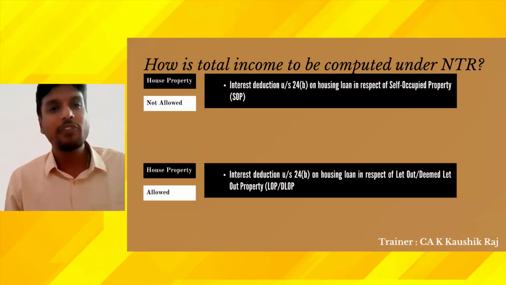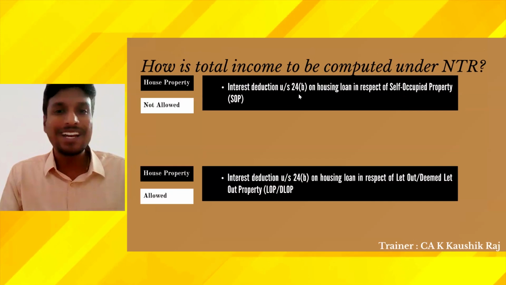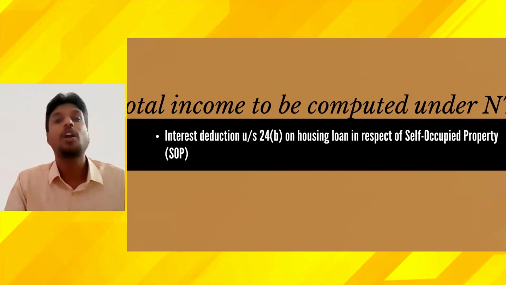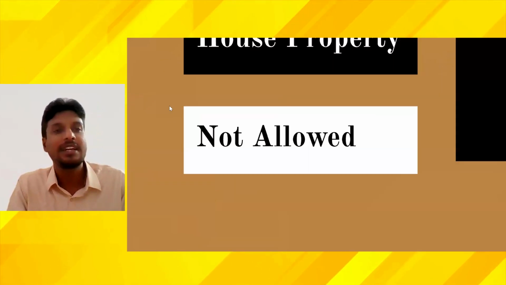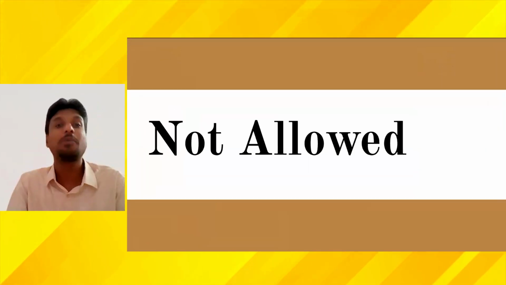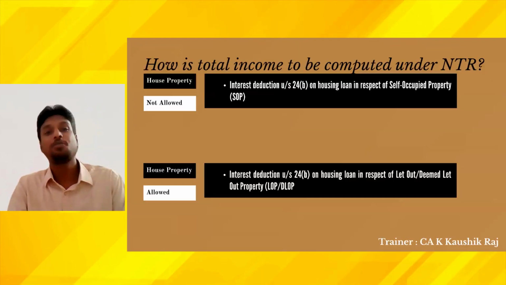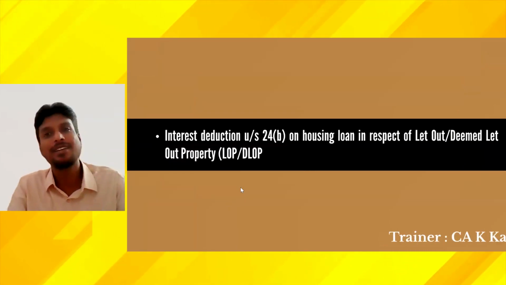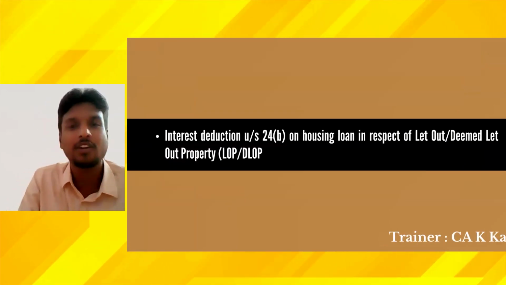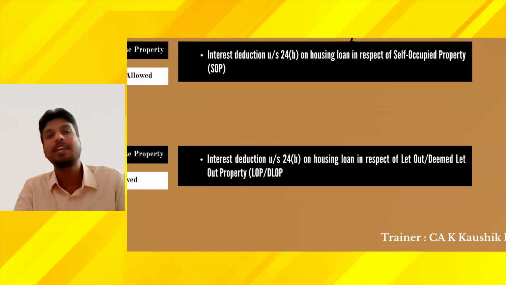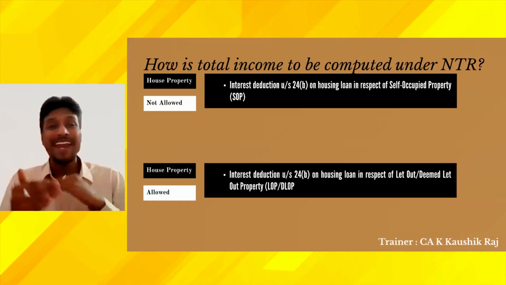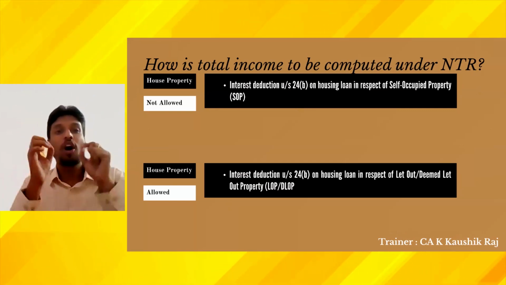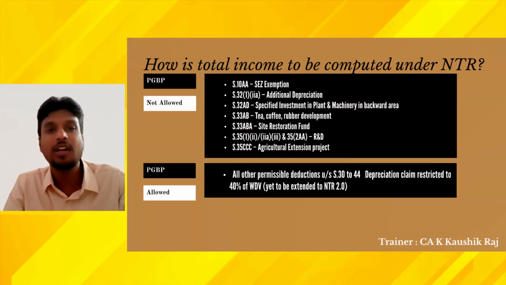Moving further, in case of house property, interest deduction under section 24B on housing loan in respect of self-occupied property is not allowed. Earlier, up to 2 lakh deduction could have been claimed in terms of house property. Now that is not allowed. But in case of let out property, allowed. Interest under section 24B on housing loan in respect of let out property or deemed let out property is allowed. There is no restriction. So what is the change between old tax regime versus new tax regime? It is the interest on self-occupied house property is not allowed.